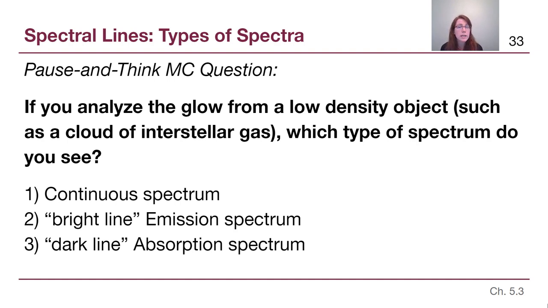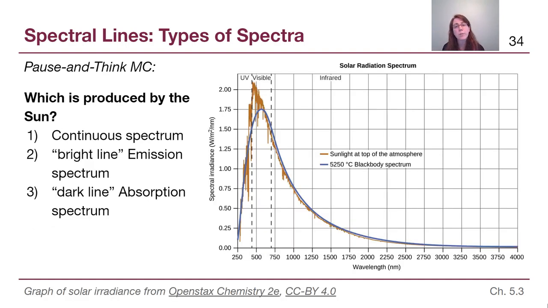All right, so the key word here is low-density. And so a low-density cloud of gas cannot produce blackbody radiation. What we would see is a bright line emission spectrum, option two here. If we think about the sun, on the other hand, what of these three types of spectra would be produced by the sun? So think through the options.